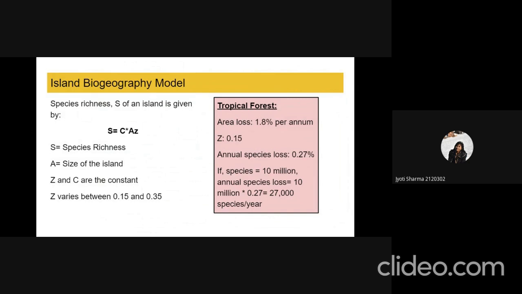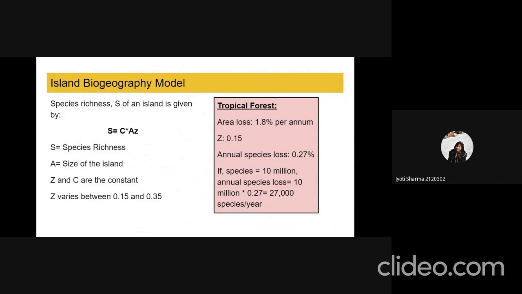Okay, and this is S is equal to C multiplied by A, raised to power Z. So S means species richness, C and Z are constants, and the value of Z varies between 0.15 to 0.35, and A means the size of the island or the area of that island.